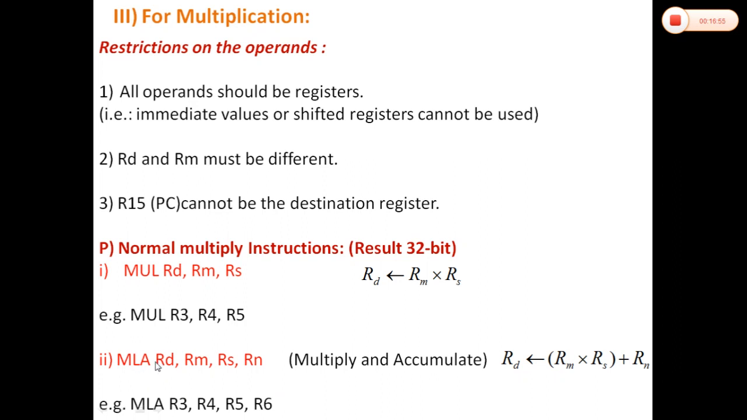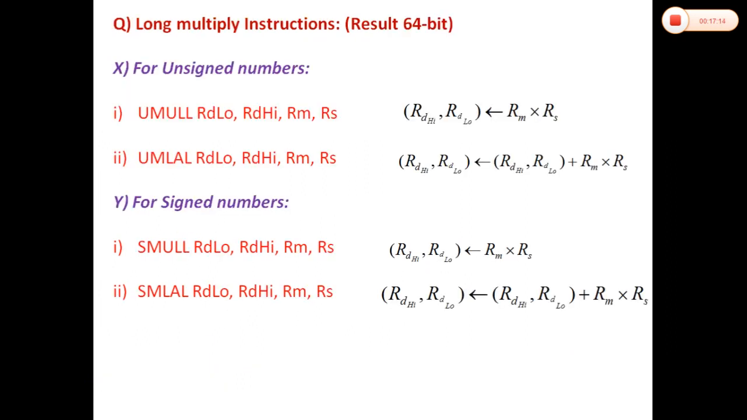Multiply and accumulate instruction. So both of these are normal multiply instructions. That means in both cases the result cannot be more than 32 bits. Older versions of the ARM processor had only this kind of multiply instruction, but the latest versions of the ARM processor also have long multiply instructions, in which the result can be up to 64 bits. That means a full size multiplication can be performed by using these instructions.